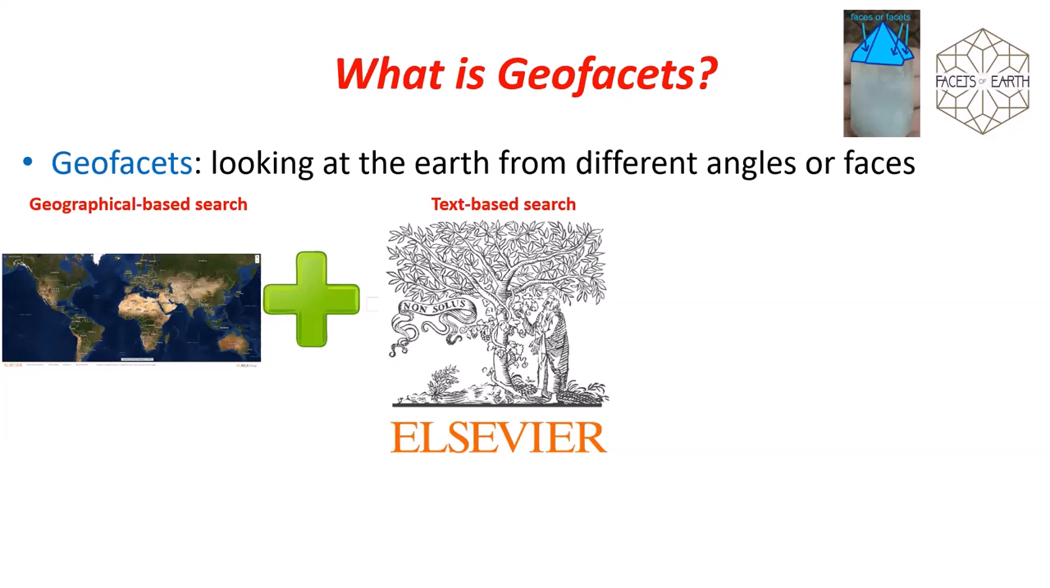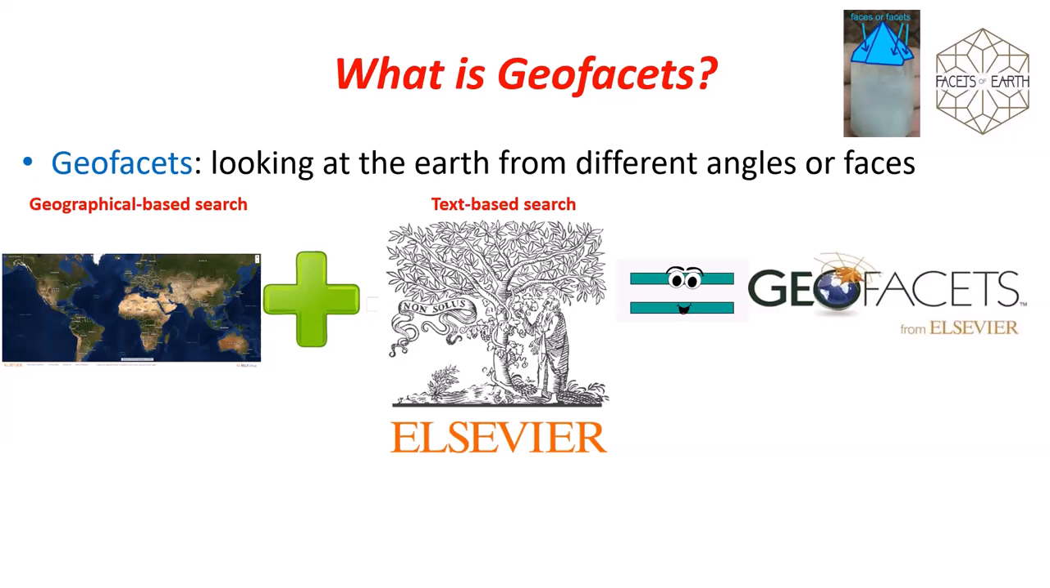If you combine both the geographical-based search with the text-based search, guess what? We get GeoFacets. GeoFacets basically try to find all the available information about a specific locality anywhere in the world, which is really useful. This is a very unique way of search, combining both the geographical and the text-based search together for a specific spot.